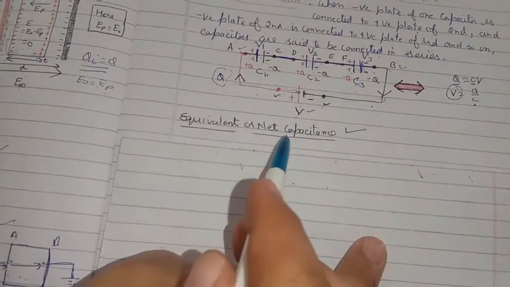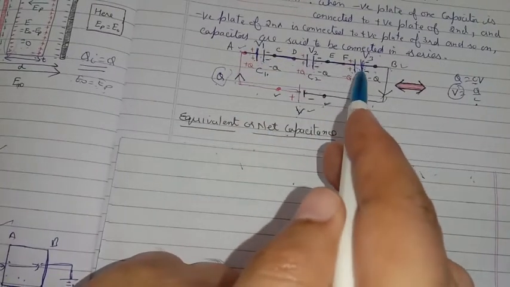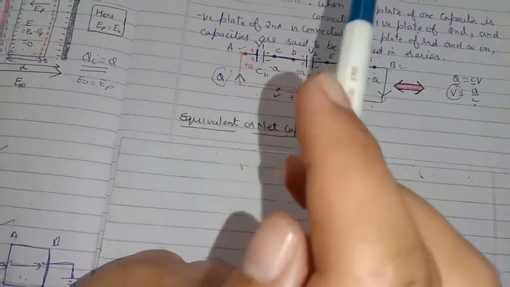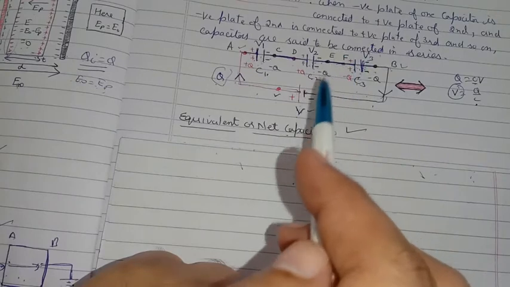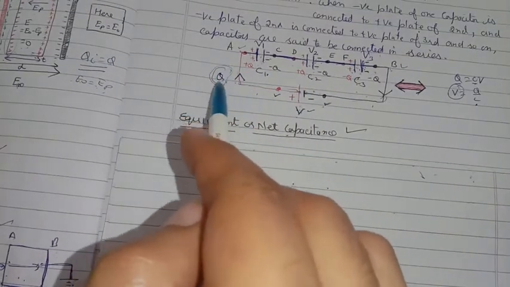Finding equivalent or net capacitance means that instead of using three different capacitors, why don't we make use of only one single capacitor, which when connected to the same battery is able to extract the same amount of the charge Q.